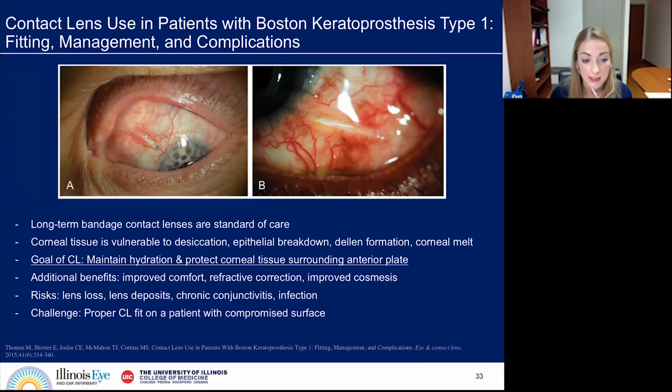The goal of the contact lens is to maintain hydration and protect the corneal tissue surrounding the anterior plate. And there are risks of lens loss and lens deposits. With lens deposits, we may end up changing the patient to a hybrid lens because that rigid area will not cause deposits. So as long as we can center the lens well, the patient can have good optics and the deposits will only occur on the peripheral parts of the lens.